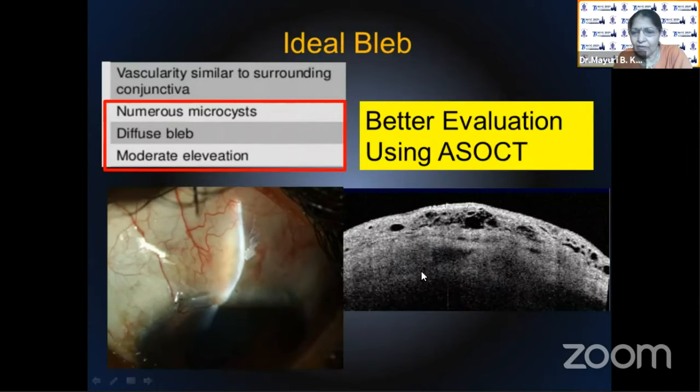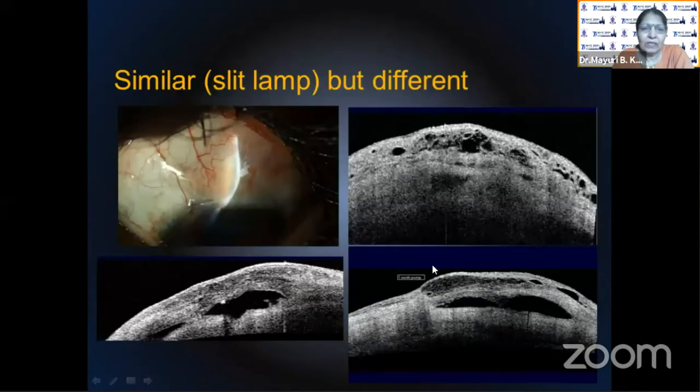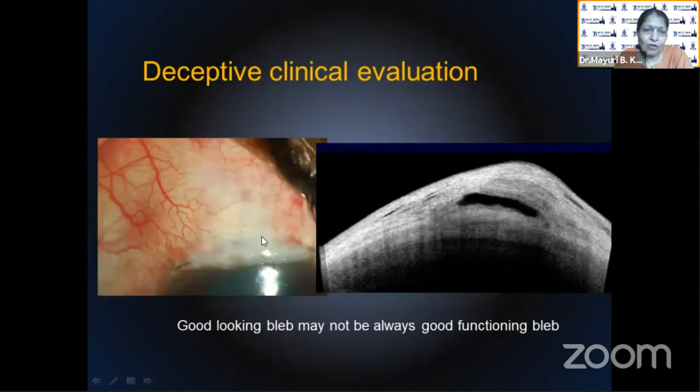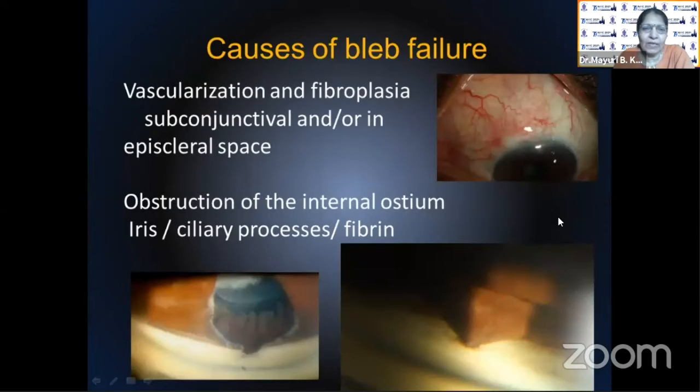But if you see carefully here, the ASOCT has given you a better evaluation. Similarly, the slit lamp finding is showing you the elevated bleb, but the ASOCT has given you other morphological features, what is happening underneath. Now, a good looking bleb may not always be a good functioning bleb. As shown here, this bleb has an aqueous cavity, but the wall is very thick and homogeneous, which is suggestive of failure or fibroblastic activity.